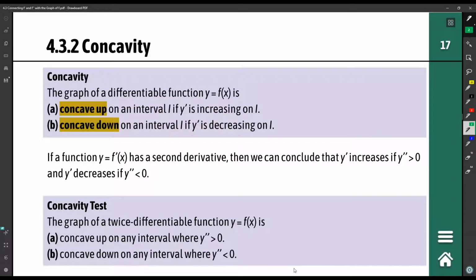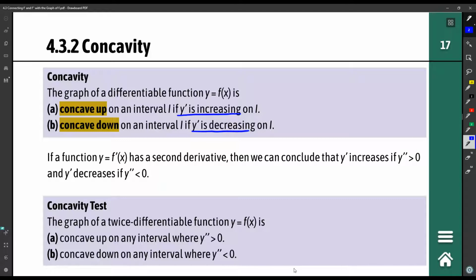The graph of a differentiable function y equals f of x is concave up on an interval I if y prime is increasing on that interval. Then it's concave down on an interval I if y prime is decreasing on that interval. And so if we take that one step further, we know how to determine whether a function itself is increasing or decreasing based on the previous video and previous lesson from the mean value theorem. We know a function is increasing if its derivative is positive. So our function this time is not y but y prime.